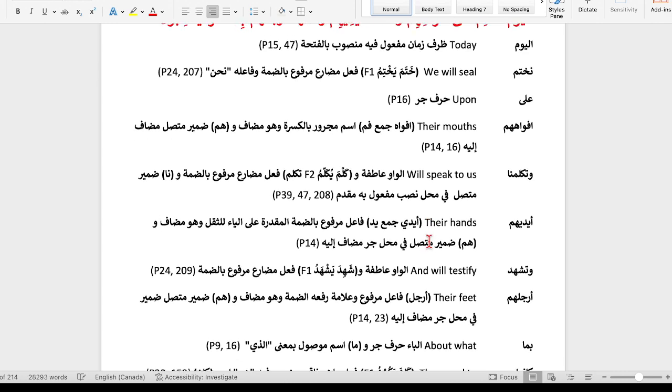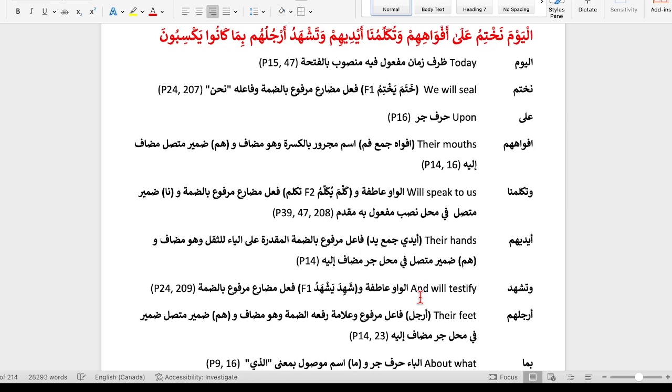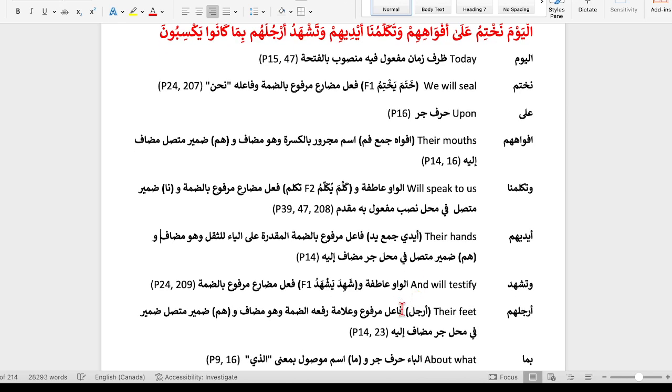Watashhadu. Waw harfu atfin, wa tashhadu, again coming from the verb shahida yashhadu, huwa yashhadu, hiya tashhadu. Again hiya, because the next fa'il is arjulu, which is the feet. Again you have to use the singular feminine form here because it's a broken plural, jama taksir. Fa'il marfu. So let's look at shahida yashhadu first.